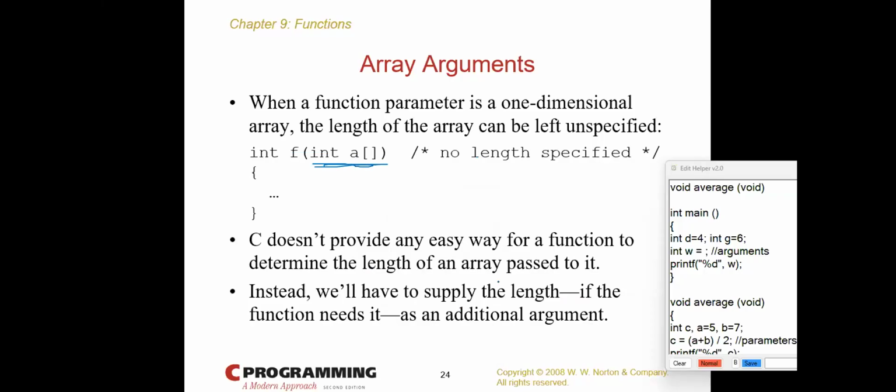C doesn't provide any easy way for a function to determine the length of any array passed into it. Instead, we will have to supply the length, if the function needs it, as an additional argument. So what that means is there is no direct function in C that can calculate the length of an array. In most other languages like Java, like Python, the length of an array is known. It's a property of the array. So if you write, let's say the name of the array is A in Python, if you just write a.length, Python automatically knows the length. It tells you the length. But it's not the same with C.